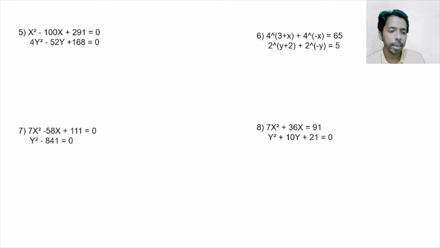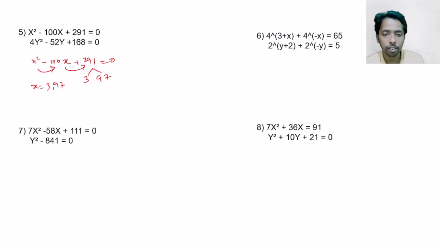Next, x square minus 100x plus 291 equals 0. We have to factorize 291. 9, 10, 12: 12 is a number which is easily divisible by 3, so definitely it should have a factor 3. The other is 97, right? So 3 into 97 gives 291 and sums up to 100. Why sums up to 100? Because of the two sign changes, positive to negative, negative to positive. So obviously the roots of x are 3 and 97.